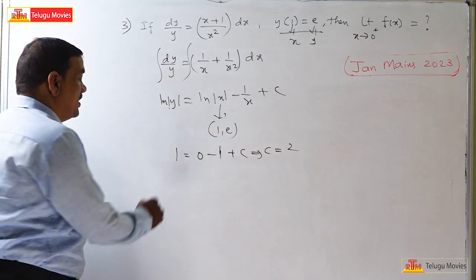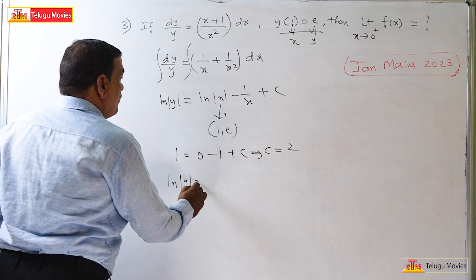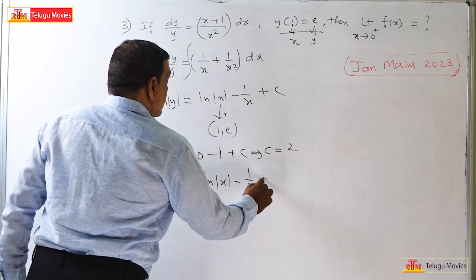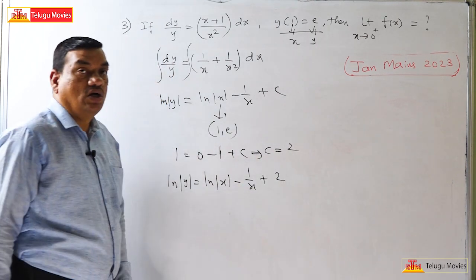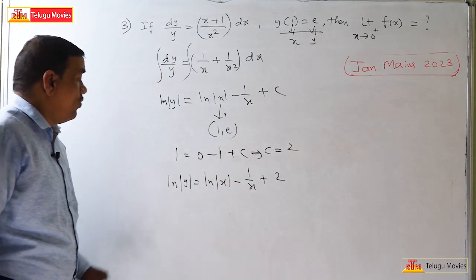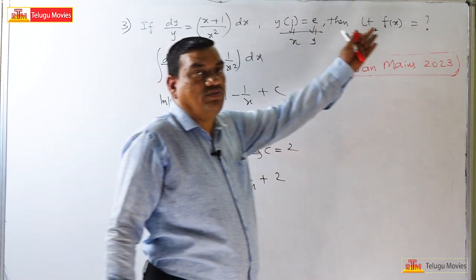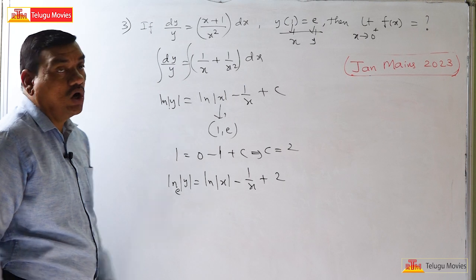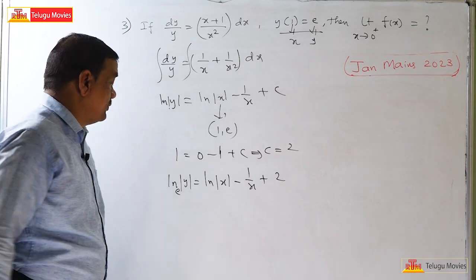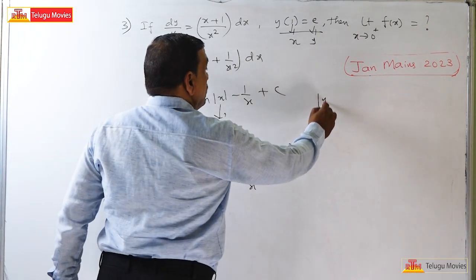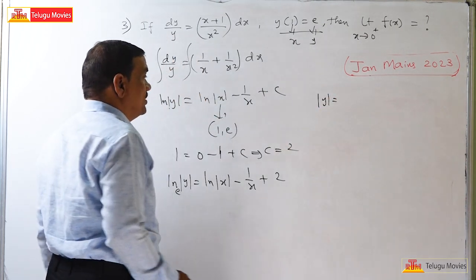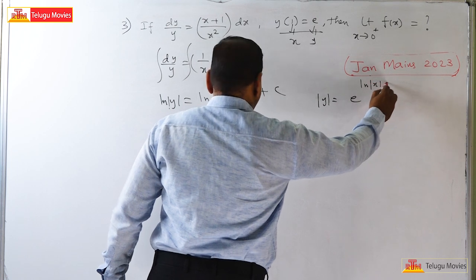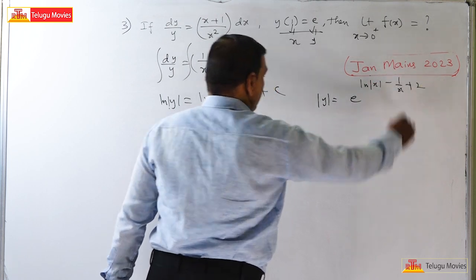So what is our function? So ln of modulus of y is equal to ln of modulus of x, minus 1 by x, plus 2. Constant of integration is 2. Now we want y. Y means f of x. So here base e will be there. This is a logarithmic form. Convert into exponential form. So modulus of y, or y, is equal to e to the power of ln of modulus of x minus 1 by x plus 2.